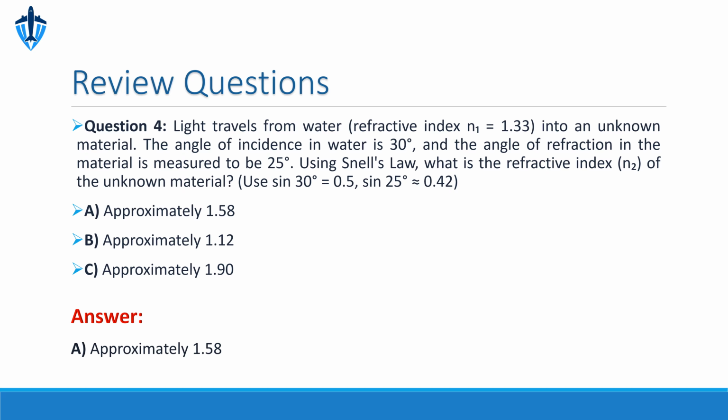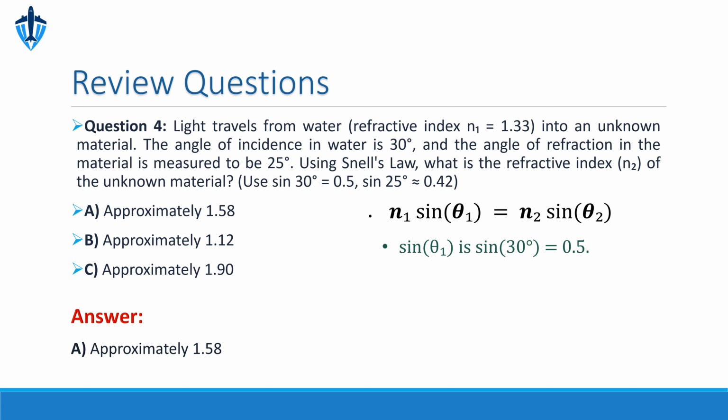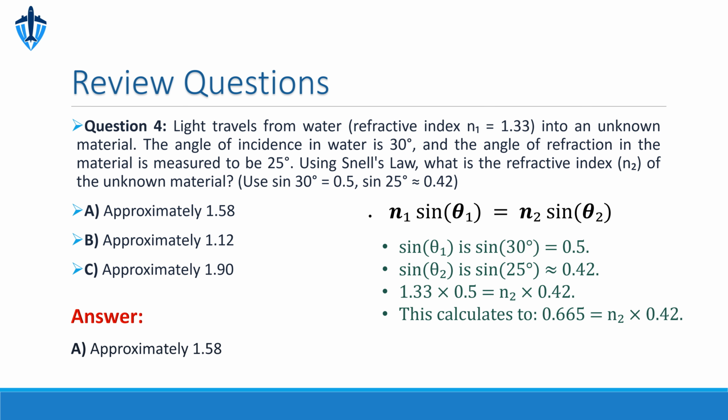Approximately 1.58. We use Snell's law in its common form. N1 sine of theta 1 equals N2 sine of theta 2. We plug in the known values. N1 is 1.33 for water. Sine of theta 1 is sine of 30 degrees equals 0.5. Sine of theta 2 is sine of 25 degrees, approximately 0.42. So the equation becomes 1.33 times 0.5 equals N2 times 0.42. This calculates to 0.665 equals N2 times 0.42.